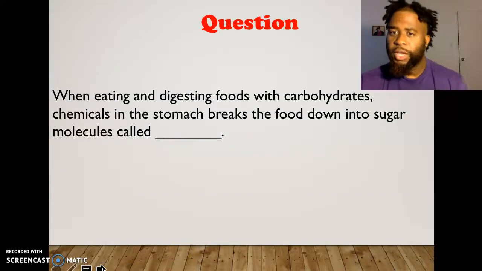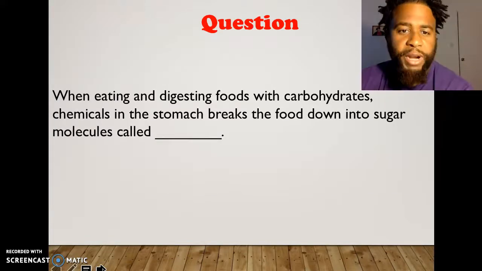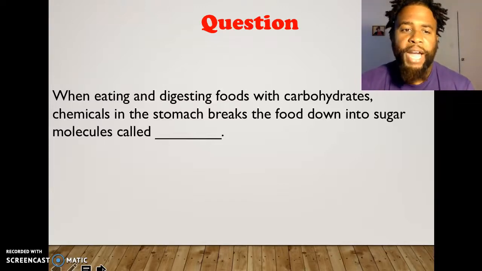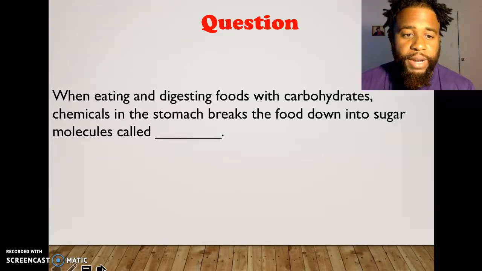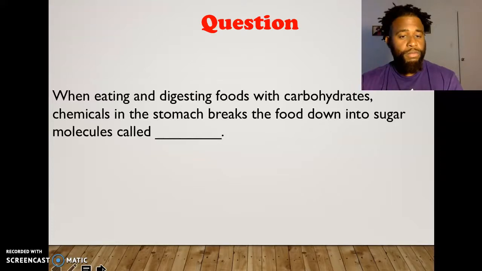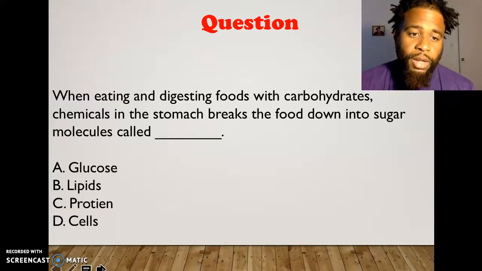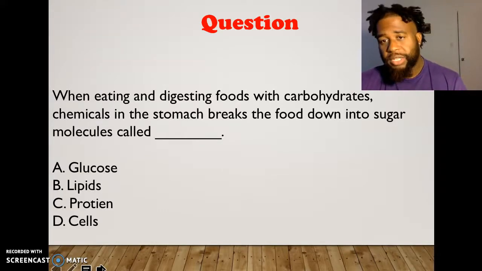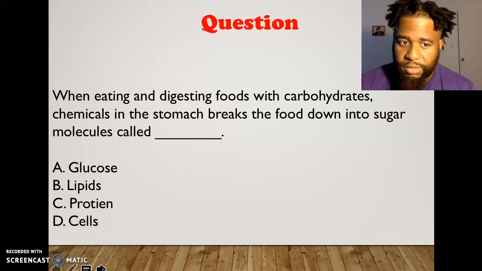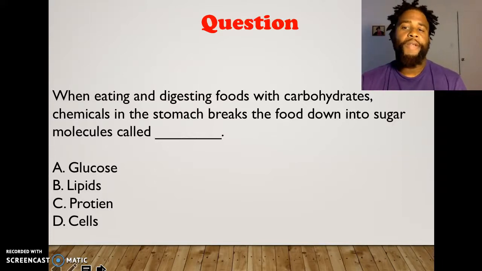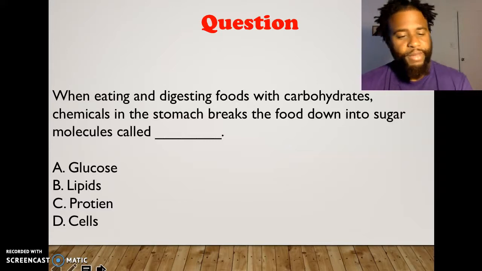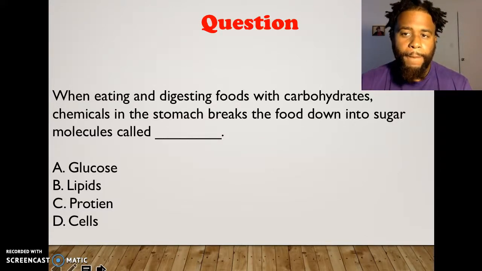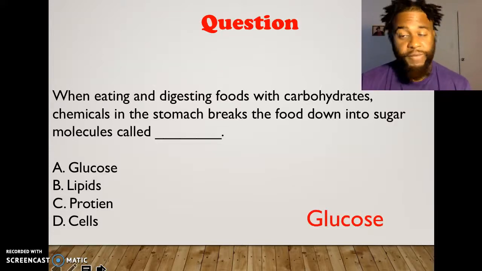And I have a question for you, Professor. When eating and digesting foods with carbohydrate, chemicals in the stomach break the food down into sugar molecules called: A, glucose, B, lipids, C, protein, D, cells. I'll give you some time. All right, time's up. And the correct answer is glucose. If you had glucose, good job, Professor.